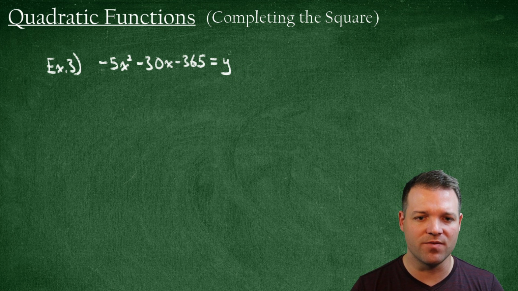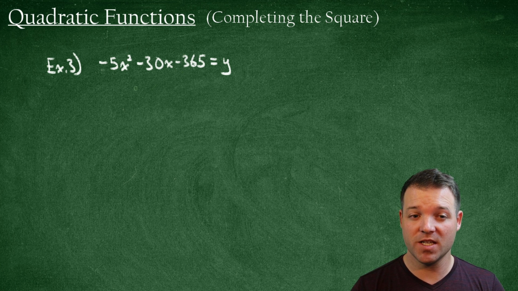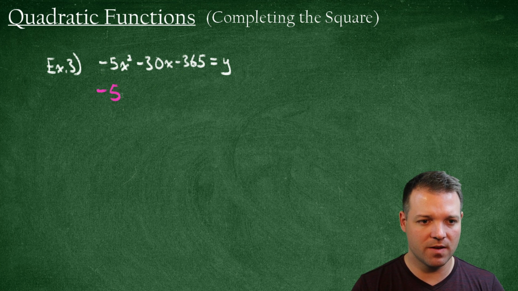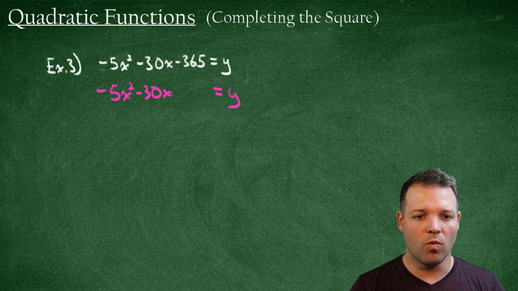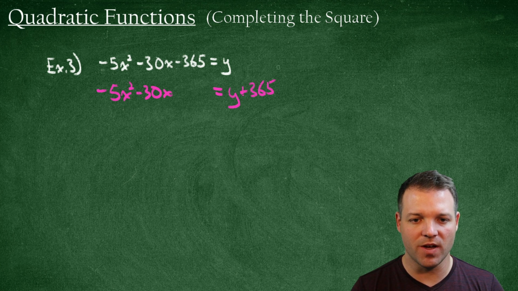Now that we don't have 0 on one side, we have a y. Okay, and not much is going to change really. All right, so first of all, let's go ahead and make some room. So I'm going to say negative 5x squared minus 30x, and then plus a bunch of stuff, whatever, make some room, is equal to y, and I'm going to add this 365 over to the other side. So plus 365. All right.